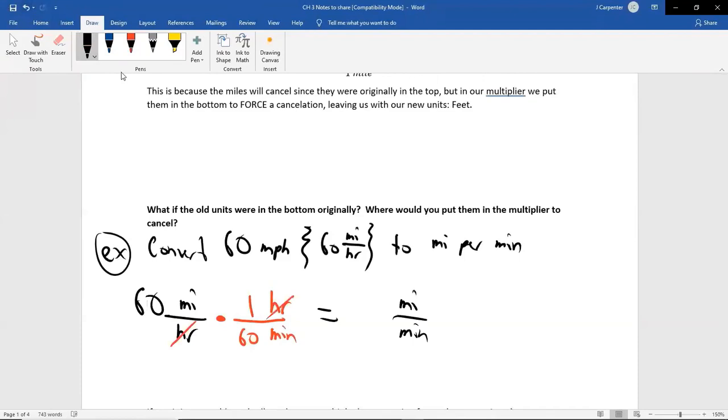And then you have a 60 in the top, a 60 in the bottom. They cancel exactly. 60 divided by 60 is 1. So you get 1 mile per minute. You could write it that way as a fraction, or you can write 1 mile per minute.